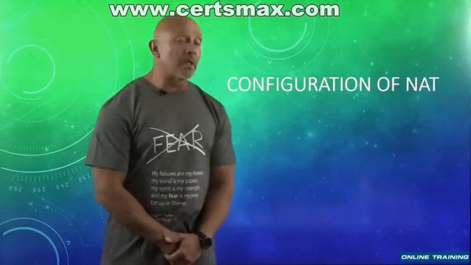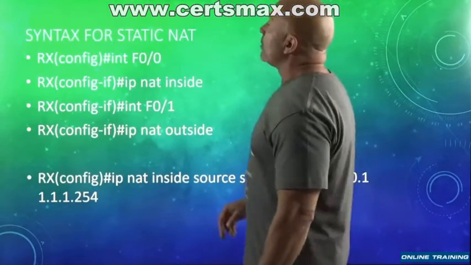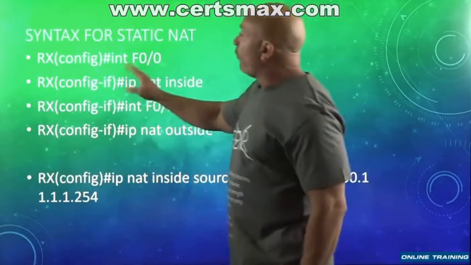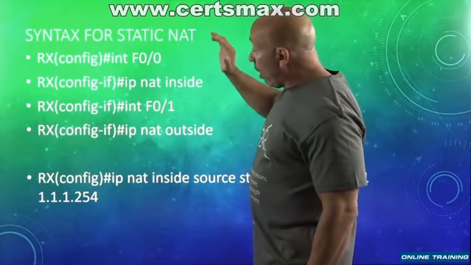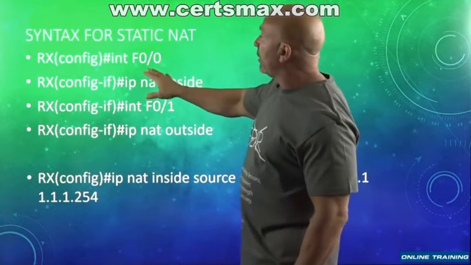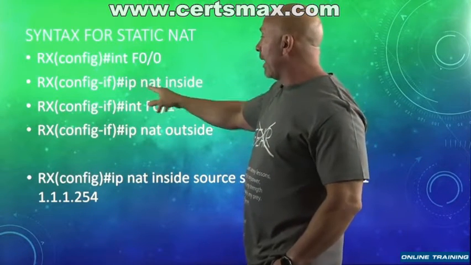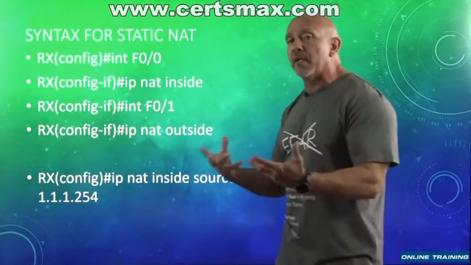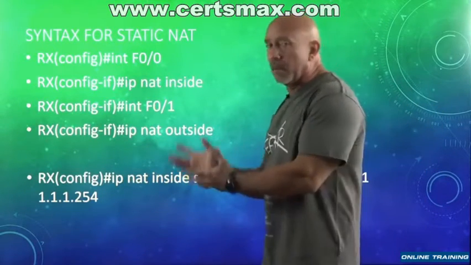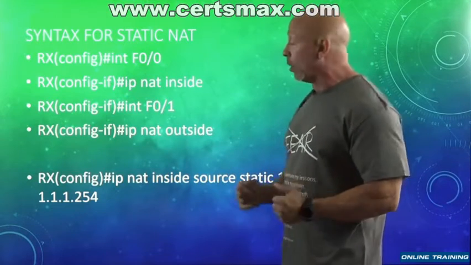Alrighty, it's time to configure now, but let's talk about the configurations first. Here's the syntax for static NAT. For all the NATs, we still need to go into the interfaces, the private interface and put ip nat inside, the public interface and put ip nat outside. We need to tell the interfaces, hey, you're the private side, you're the public side, using these two commands right here. If you do it backwards, it's not going to work.